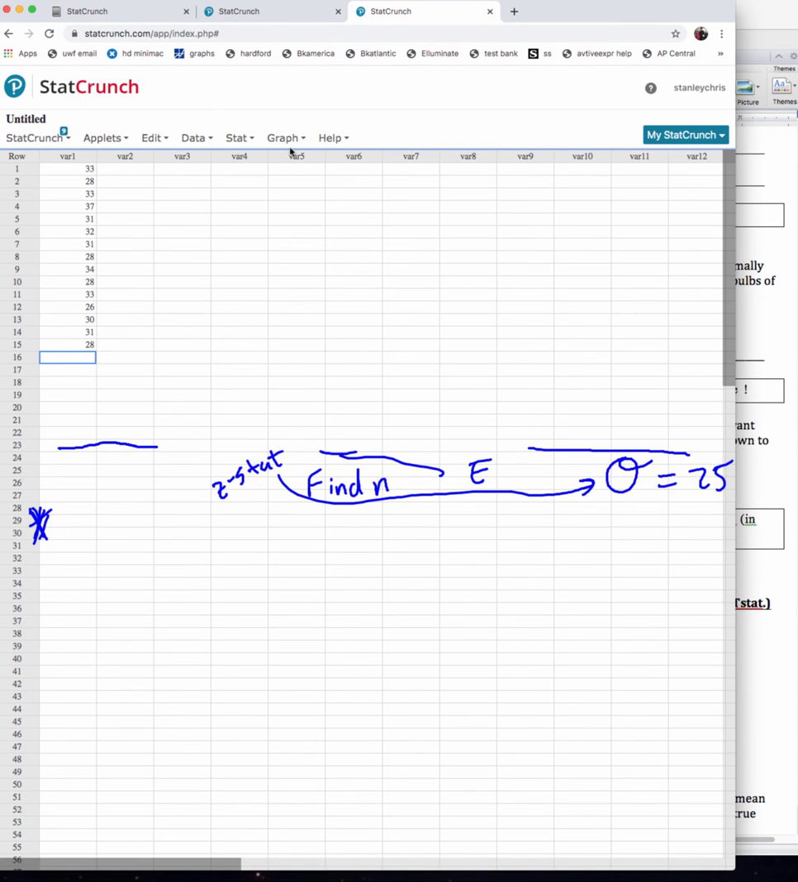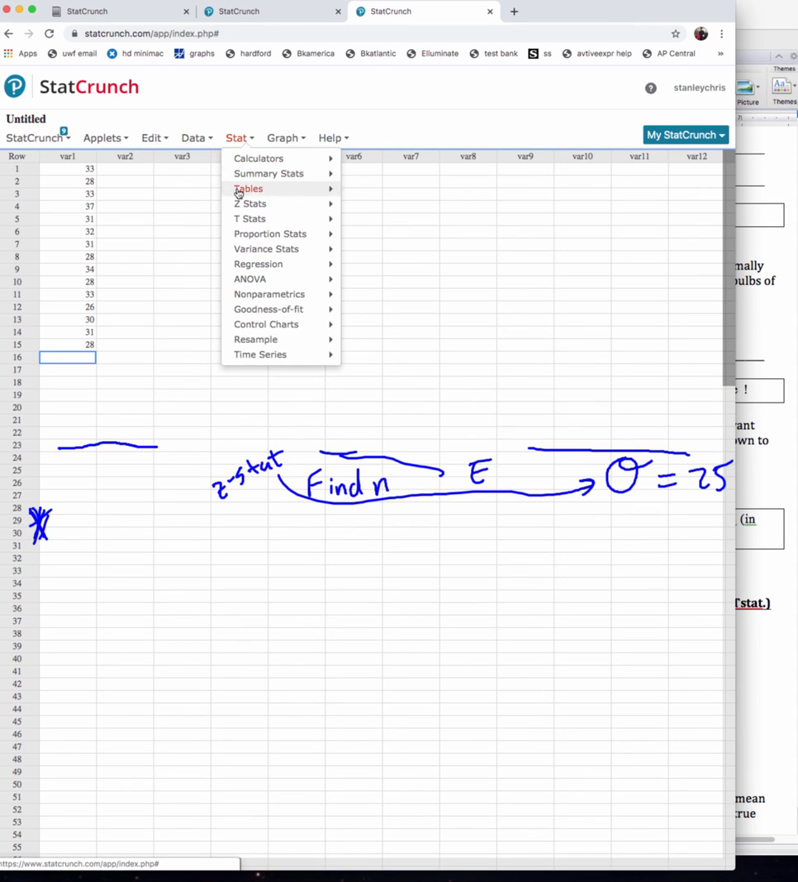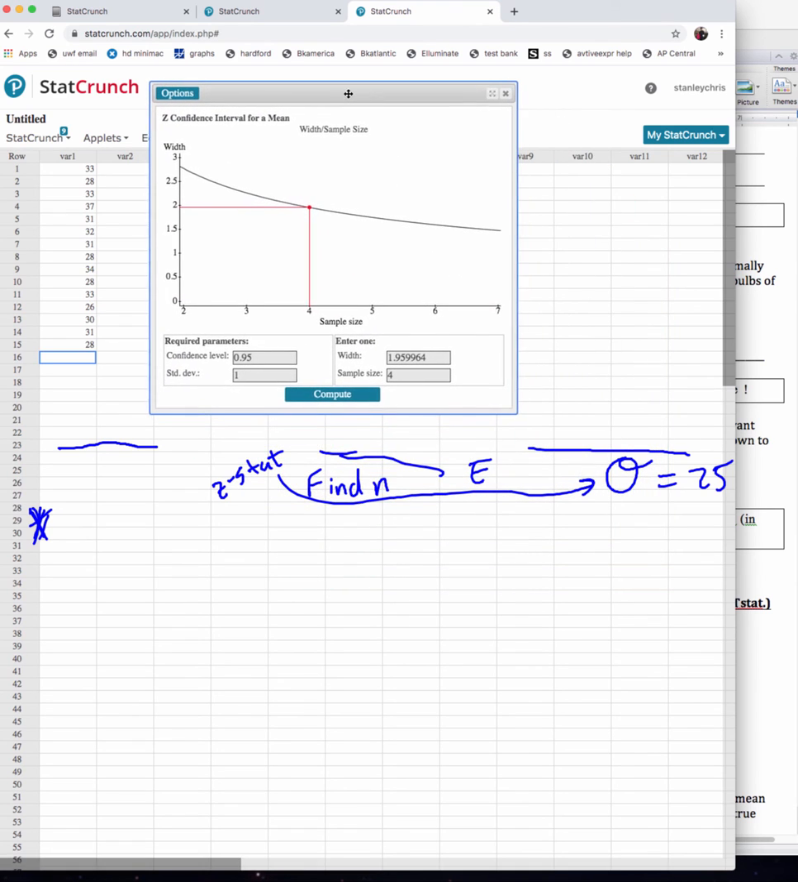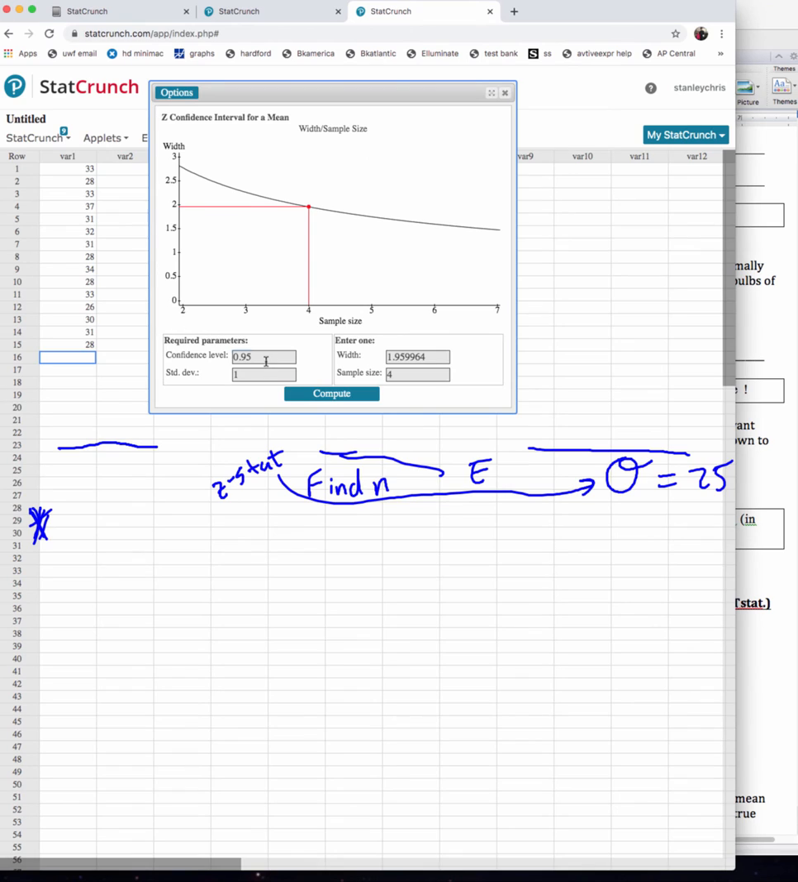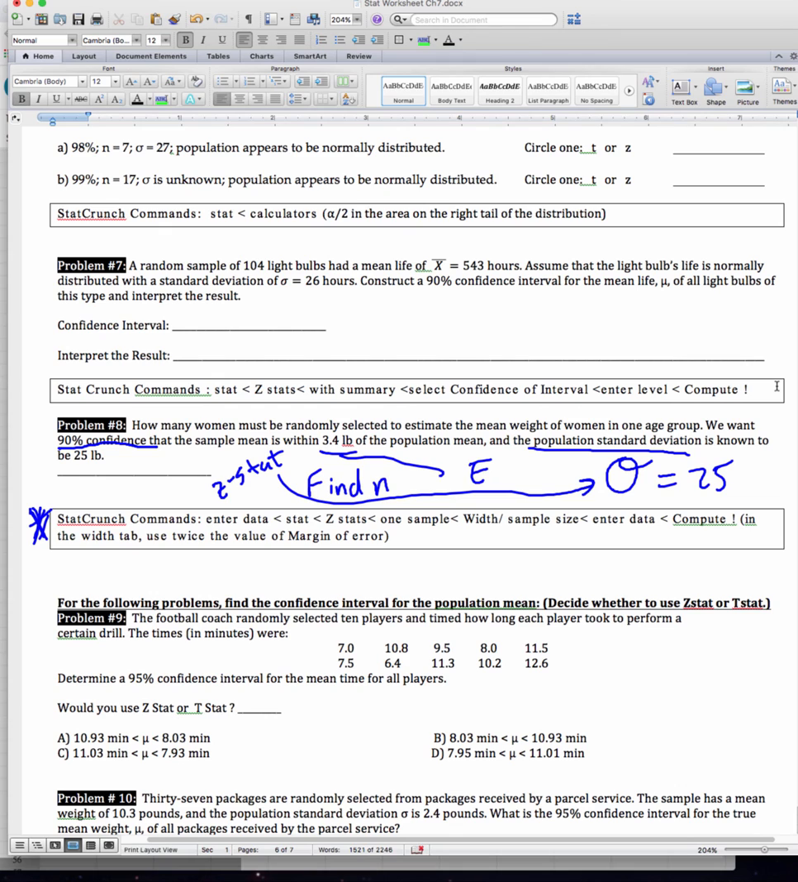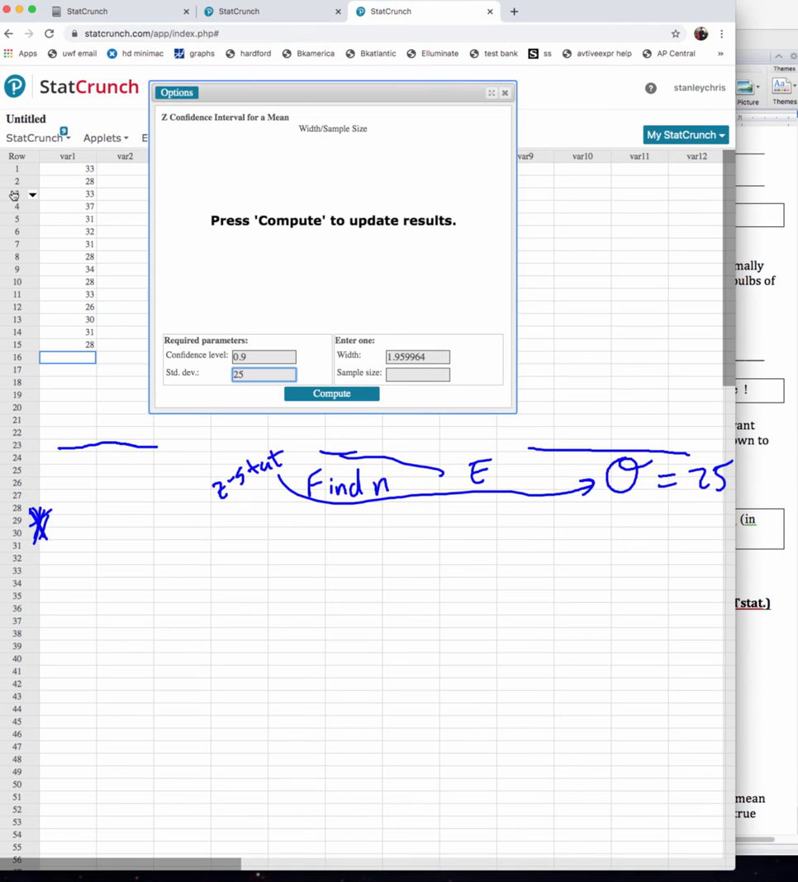What we want to do is hit stat, z-stat, one sample and width. Okay, now let's talk about some things that we need. What was the confidence? 90% confident. So we want to get rid of that. Boom. Standard deviation was 25. I thought it was 26. Let me do a quick look. 25. Okay, the margin of error is 3.4.